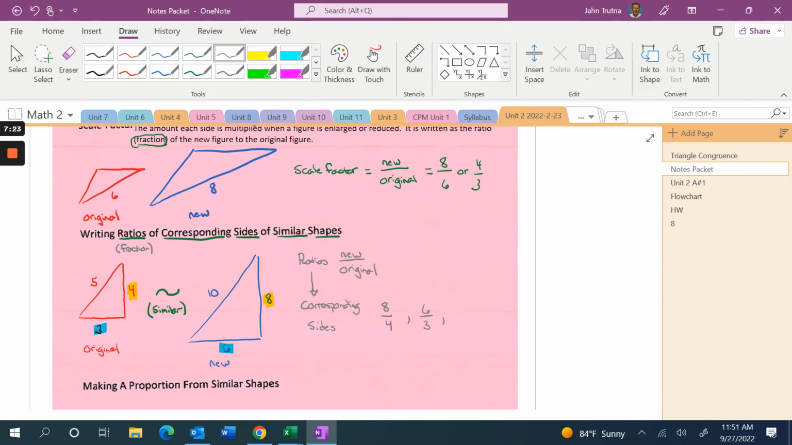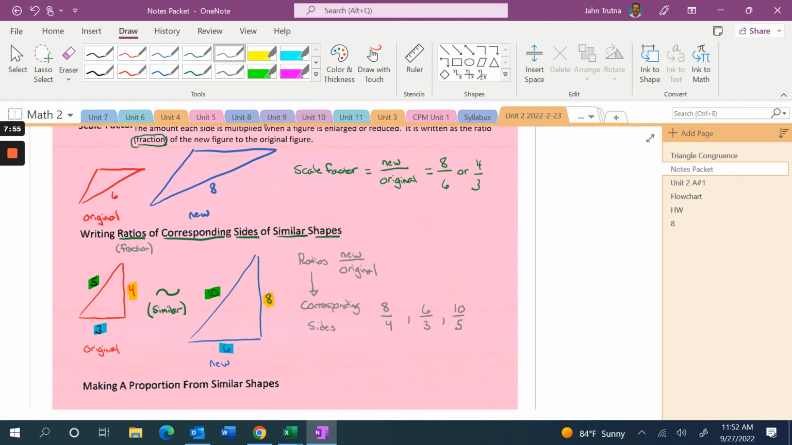And then I'm going to put a comma because there's a third ratio that I could write. And that would be 10 from the new shape corresponds with 5 in the original shape. So that means my other corresponding ratio would be 10 over 5. Okay, so these three ratios, 8 over 4, 6 over 3, 10 over 5, those would be what we call the ratios of the corresponding sides, all right? So that would just be simply how you do that, writing the ratios of the corresponding sides.